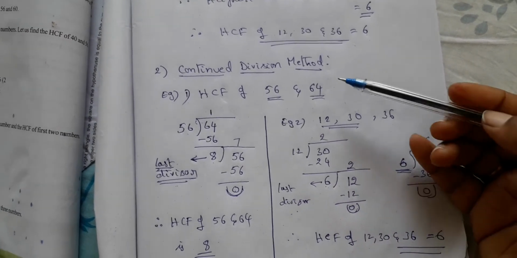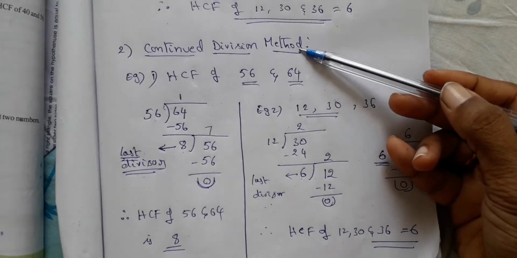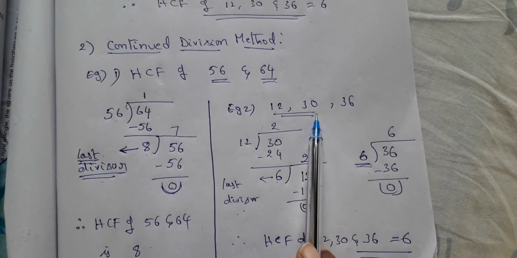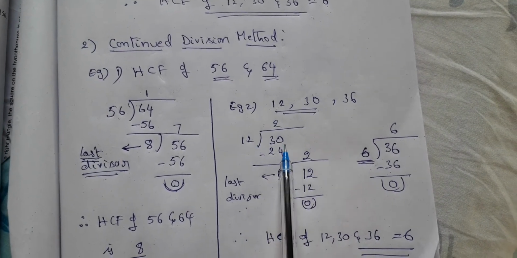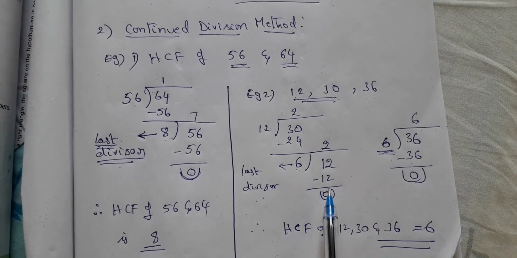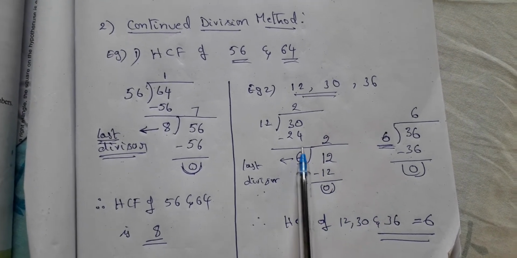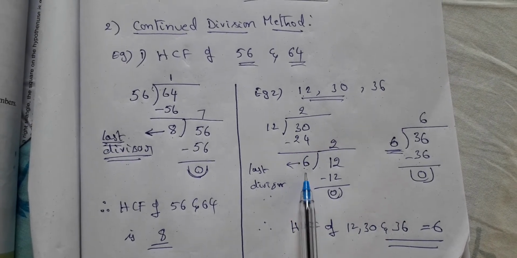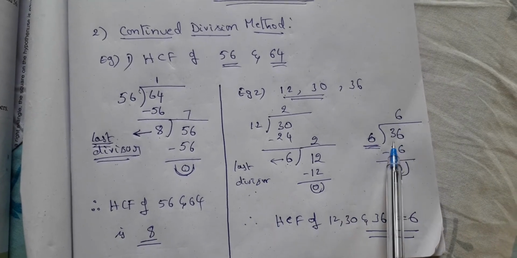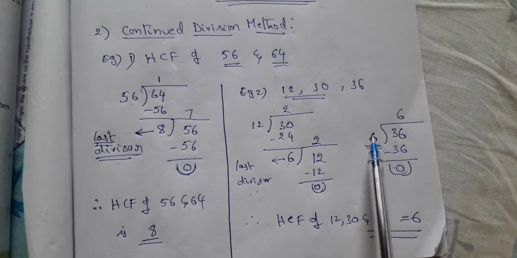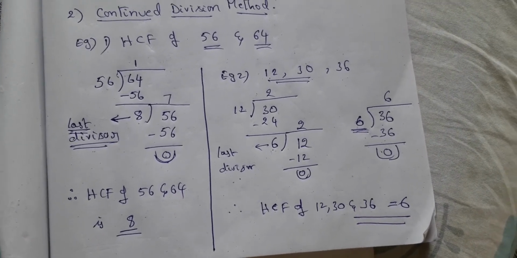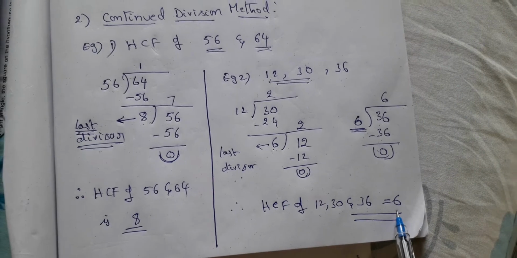So, by which method did you do it? Continued division method. How did we do it? First we take the two smaller numbers. The smallest one divides the next number, and we continue till we get a remainder 0 at the end. The last divisor left from these two will go and divide the final number, 36. 6 sixes are 36. In this also, 6 is the last divisor. Therefore the HCF of 12, 30, 36 is 6.